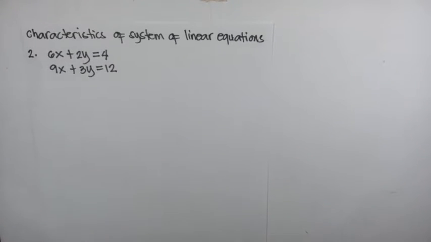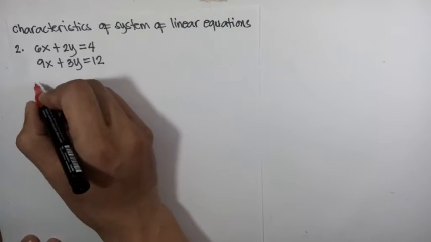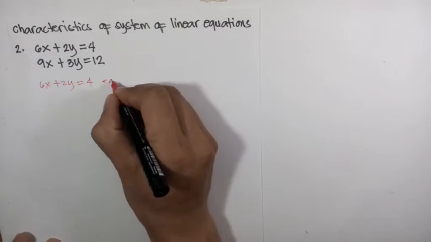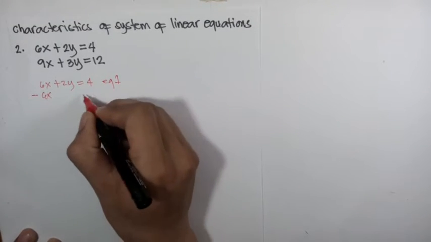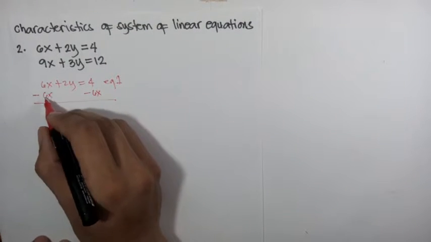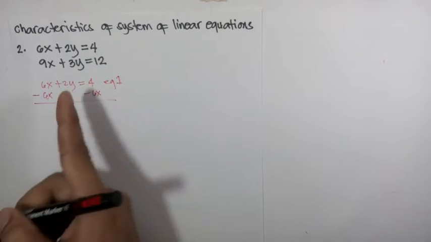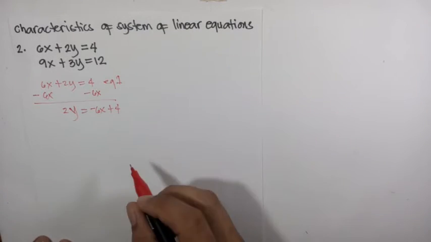Okay, let's work with the second problem. Again, just do the same. We will identify the slope and the y-intercept. Equation 1 is 6x plus 2y equals 4. Add negative 6x so that this one will be 0. Do the same on the other side of the equation. You have only 2y, equals negative 6x plus 4.